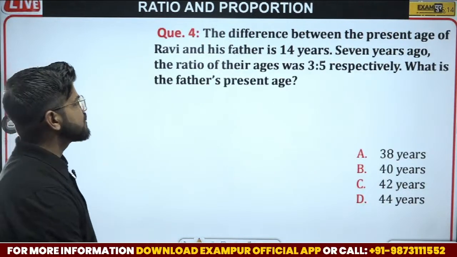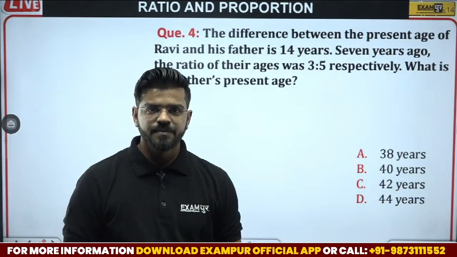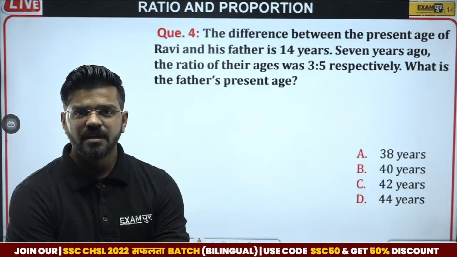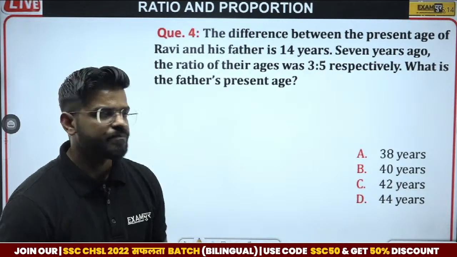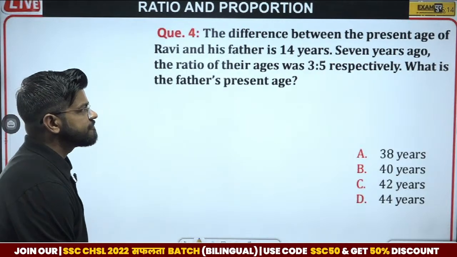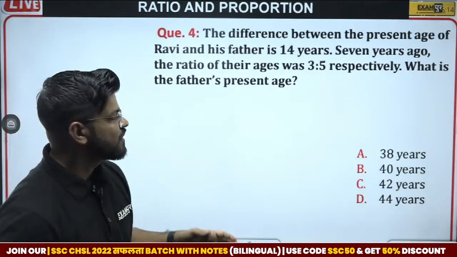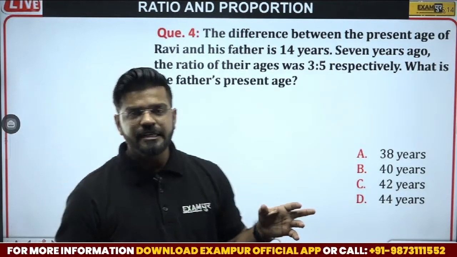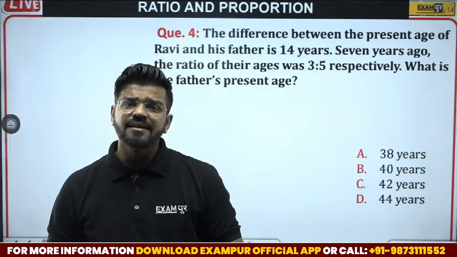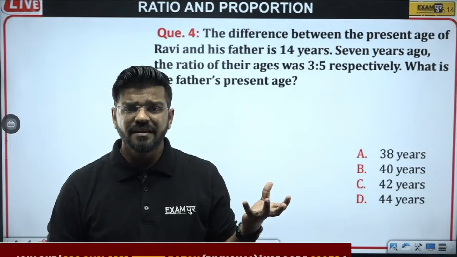Let's move on to another question. Question number 4 is there. Just tell me the answer. Try once, okay? So what is the question? The difference between the present age of Ravi and his father is 14 years. Okay. So here is the difference. Difference between father, difference between mother, right?